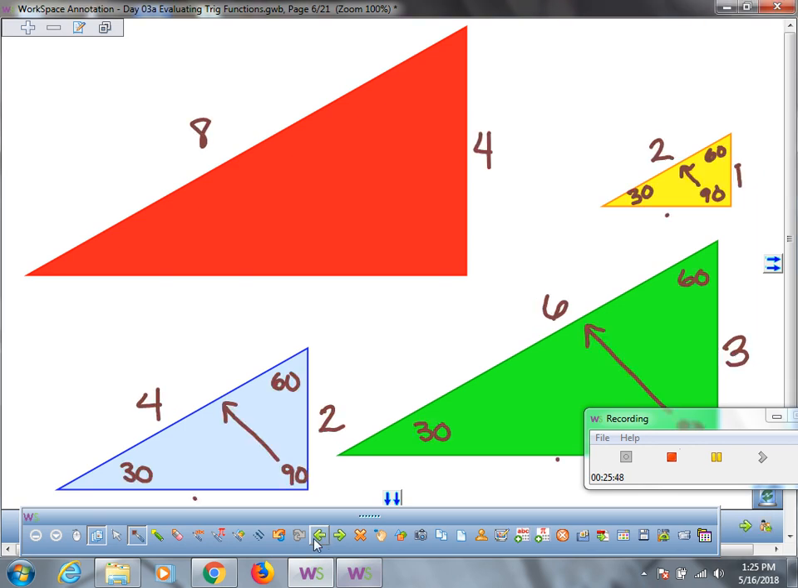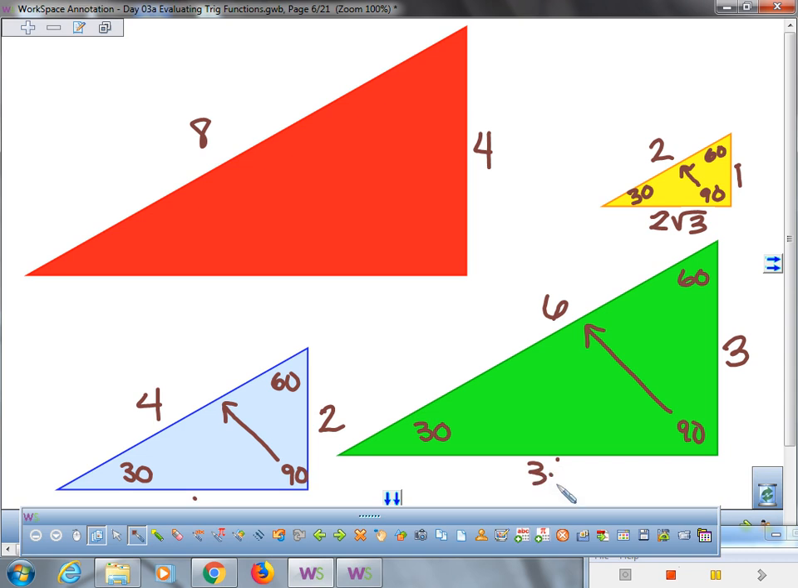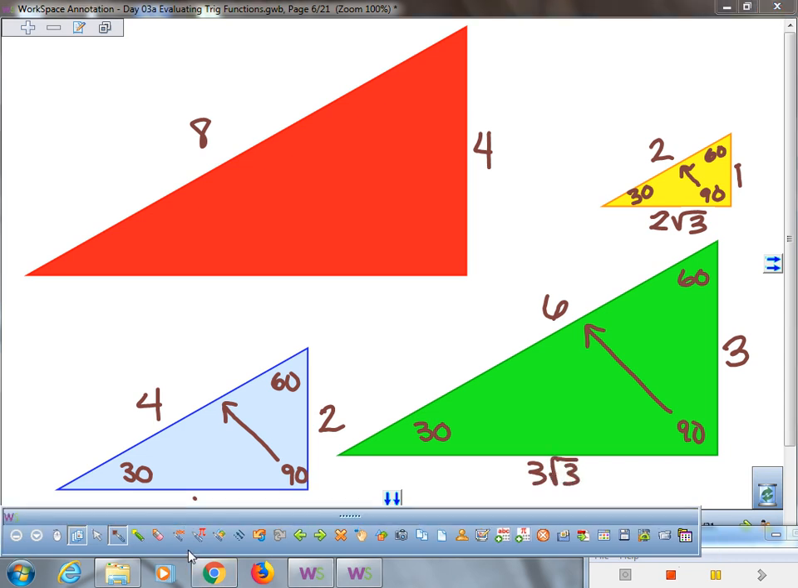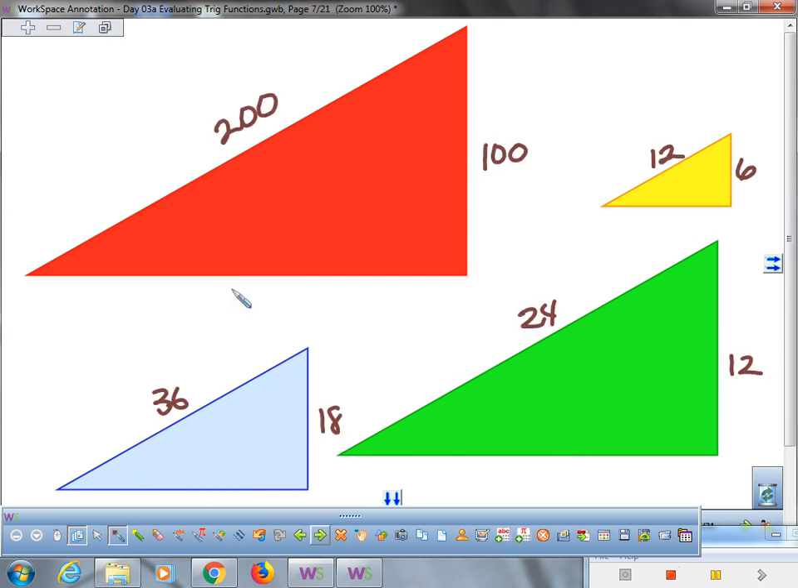This is going to be 2 root 3, 3 root 3, 2 root 3, 4 root 3. Are we catching on yet? Oh, wow, we should have never wondered.